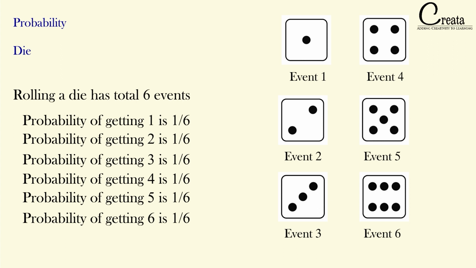So here are 6 events. The probability of all the events from 1 to 6 is equal. So we get 1 by 6 in each outcome or in each event. Don't worry about how it is 1 by 6, we will discuss it later on. So you have understood the basic concept, or the basic foundation, of probability.